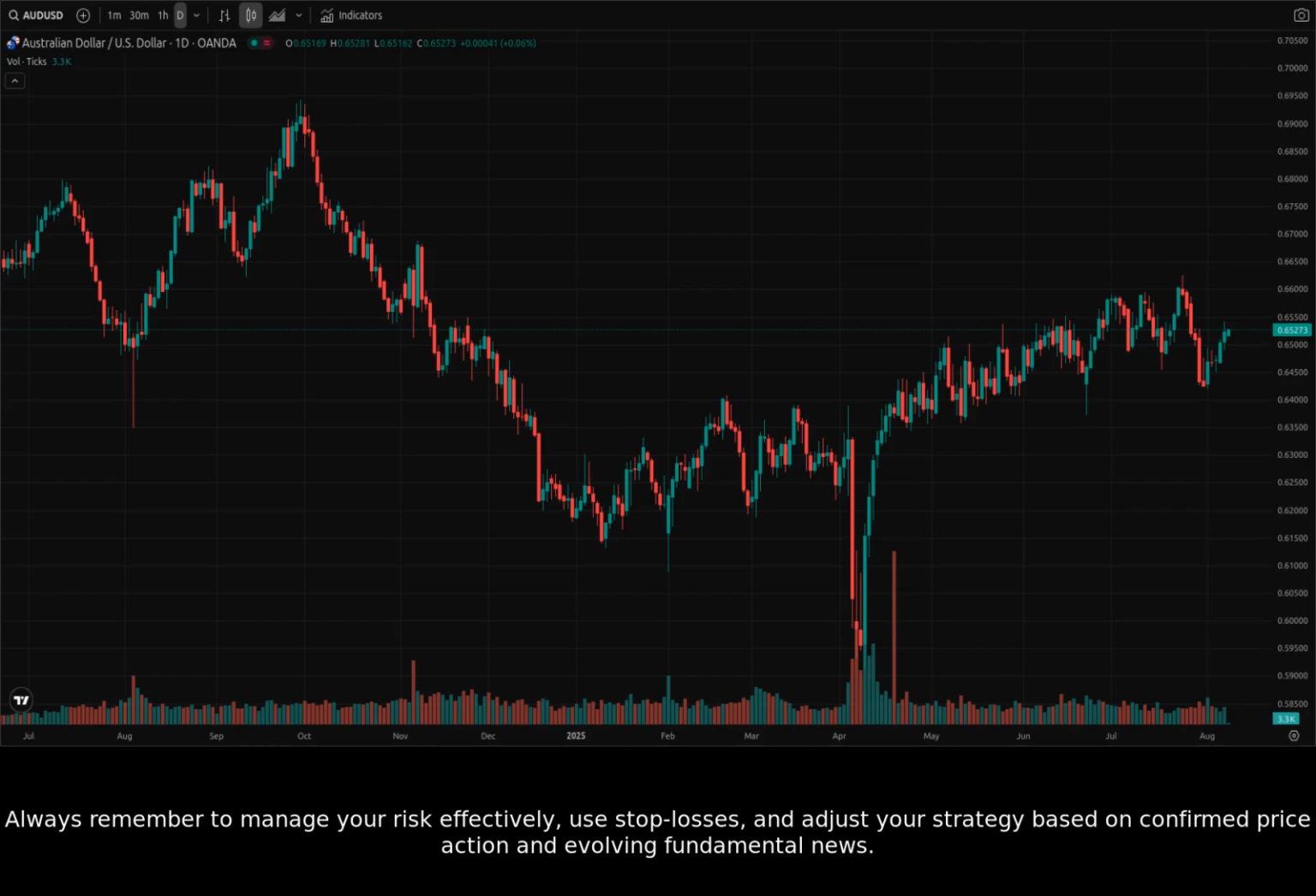Always remember to manage your risk effectively, use stop losses, and adjust your strategy based on confirmed price action and evolving fundamental news.